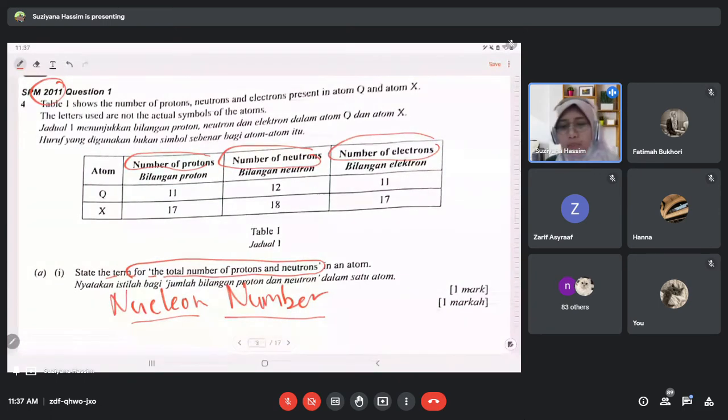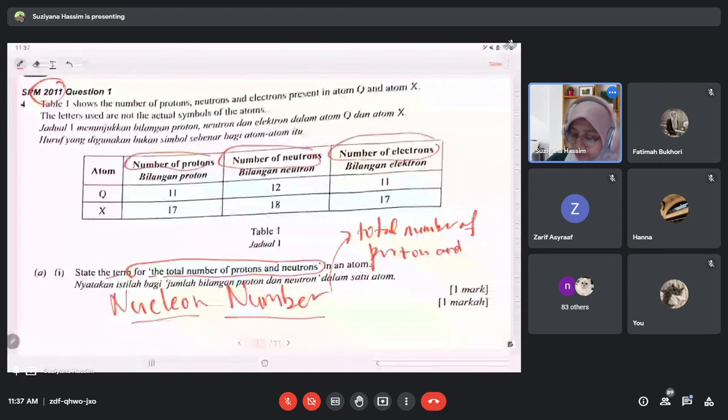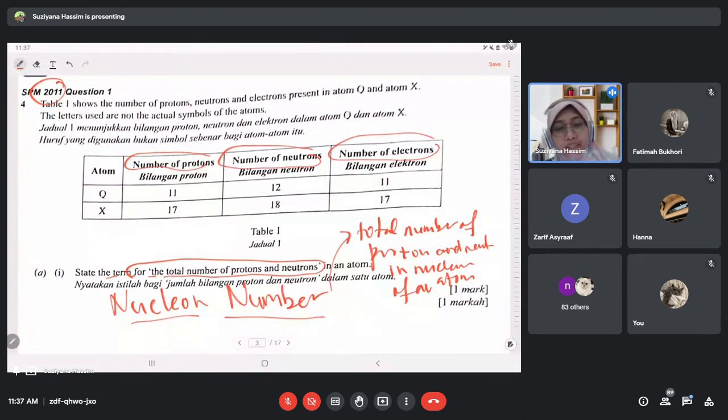Why does teacher keep saying nucleon number? Teacher has to do it so you remember. Number of neutron and nucleon number are different. So nucleon number is the total, note it down, do it at home, the total number of proton and neutron in the nucleus of an atom. I repeat, total number of proton and neutron in the nucleus of an atom.